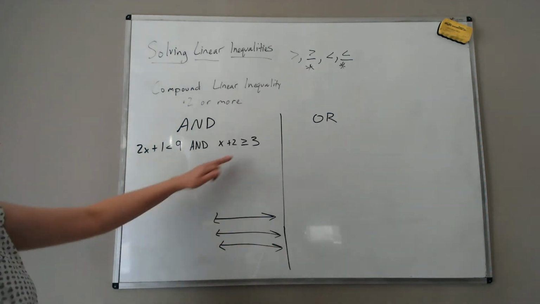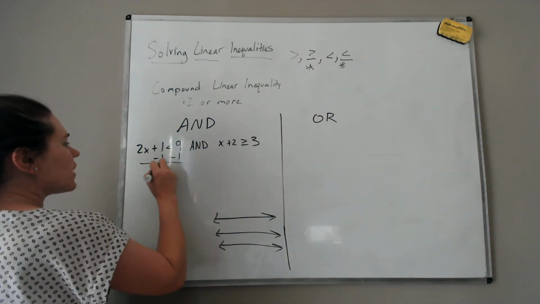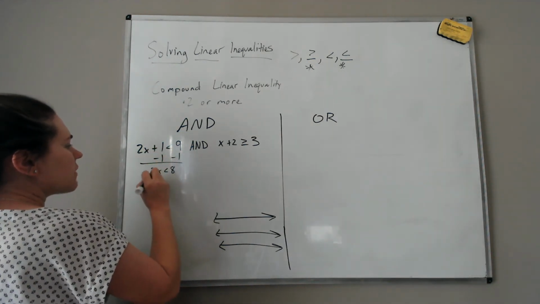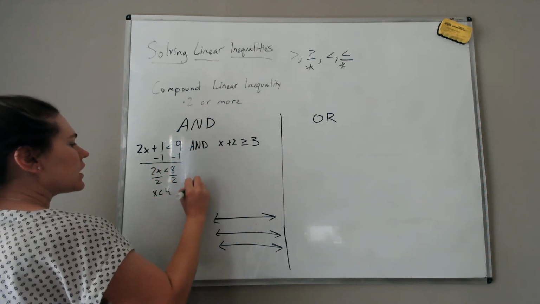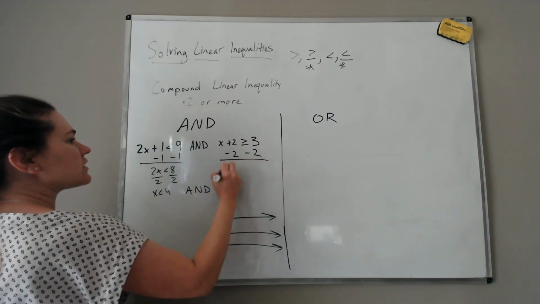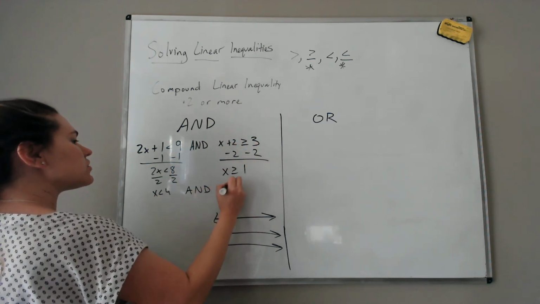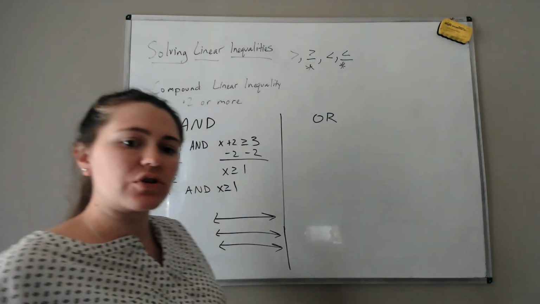We're going to solve each of them separately. So we're going to take away 1, and we get 2x is less than 8. Divide by 2, and we get x is less than 4. And take away 2, we get x has to be greater than or equal to 1. So we have to satisfy both of these to be the solution.